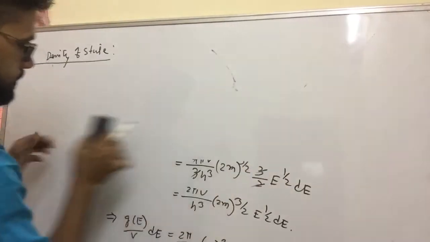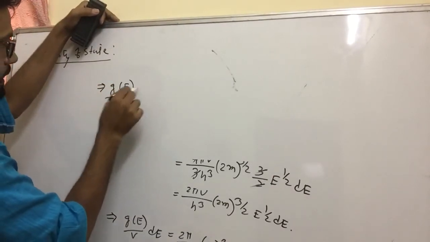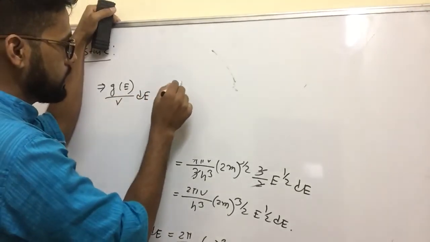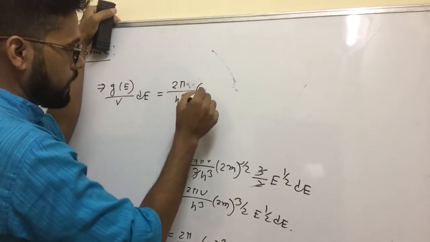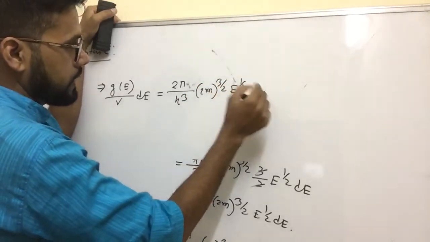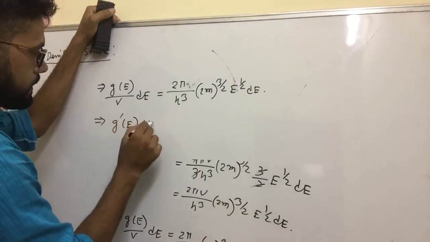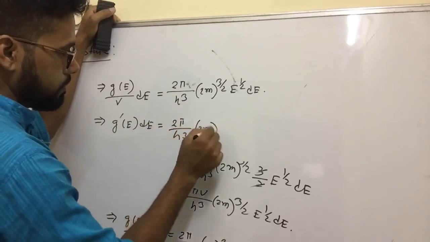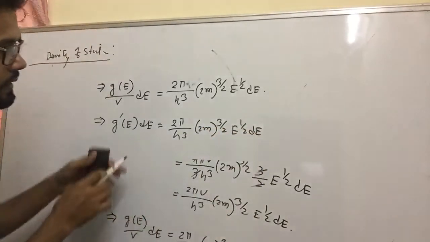So I am writing here this step: g(E) by V dE. V is the total volume, the Cartesian volume, equal to 2 pi by h cube (2m) to the power 3/2 E to the power half dE, since V is already removed. This is the density of state. We simply write g prime E dE equal to 2 pi V by h cube (2m) to the power 3/2 E to the power half dE. Is it okay? This is the density of state.